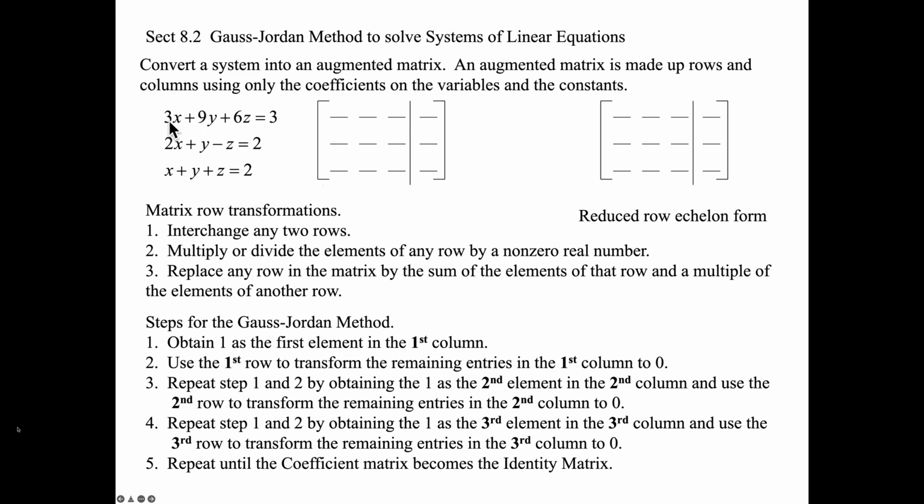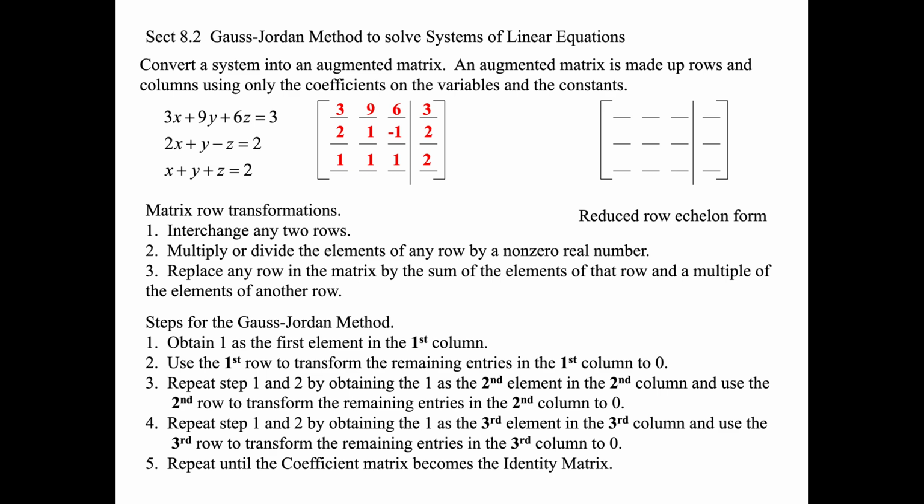All right, so my 3, 9, 6, 3 will let the x represent the first column, y the second, z the third, and the last on the right side of the augmented line will be our constant. When there's no coefficient there, again, we'll put in 1s, so we're going to have 2, 1, negative 1, 2, 1, 1, 1, 2. Now, what we want to do is we are going to do some matrix row transformations.